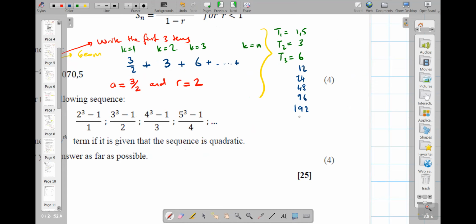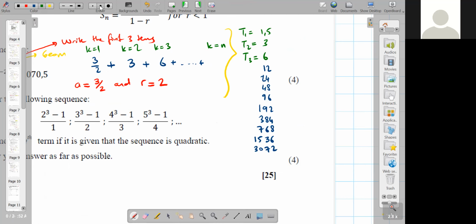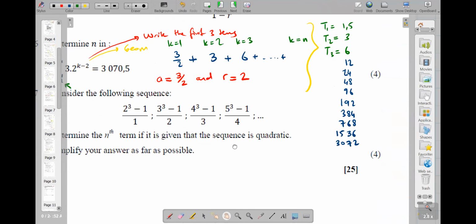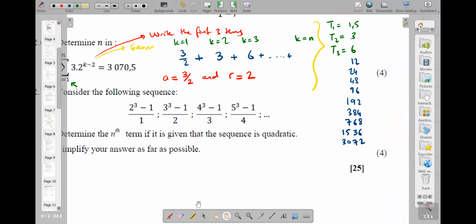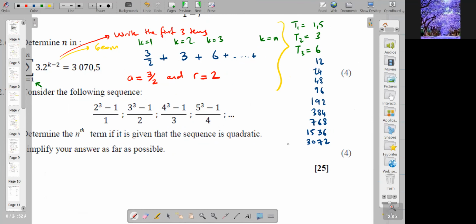You can see 384, and times 2, you get 768, and times 2, it's already 1536, and when you times 2, you get 3072. Now, definitely, we are not going to use this 3072 because we want the sum 3070.5. So I cannot add that last one.